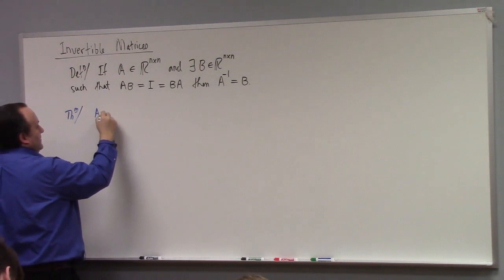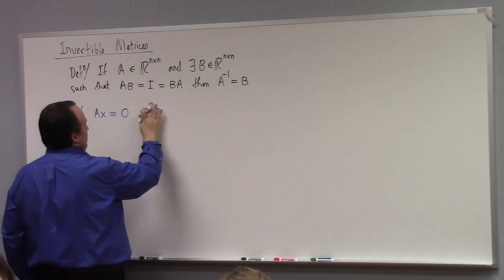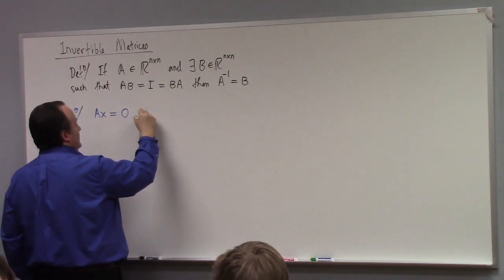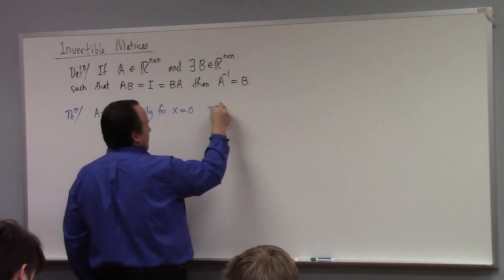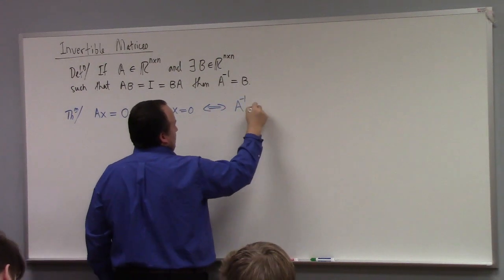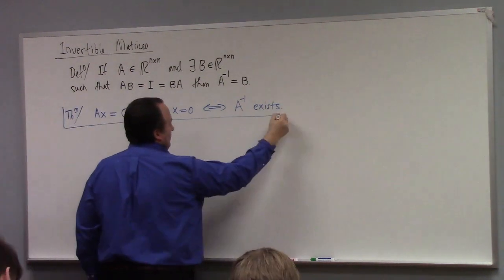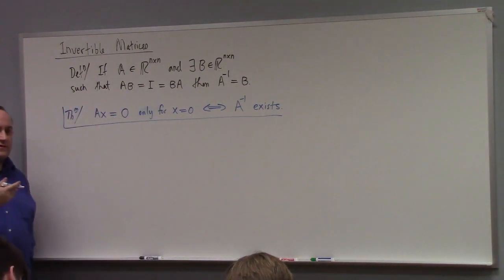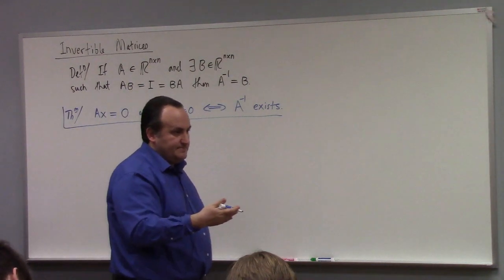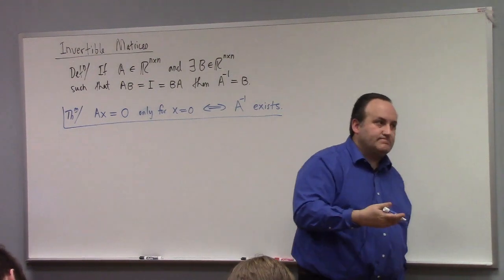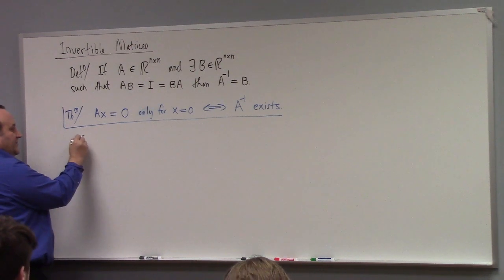AX equals 0 only for x equals 0 if and only if A inverse exists. If you don't quite know what I'm saying and you want to put it in your own words, what I'm saying is that the only solution to AX equal to 0 is the 0 solution. All right, that's what I'm trying to say. This is a biconditional. One of the conditions is super easy. The converse direction is super easy.